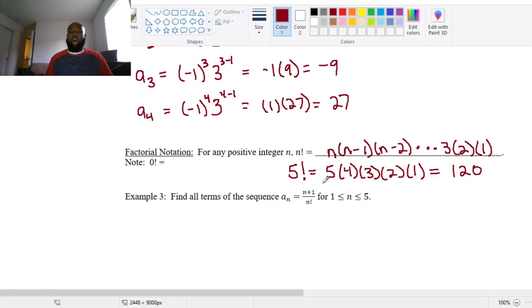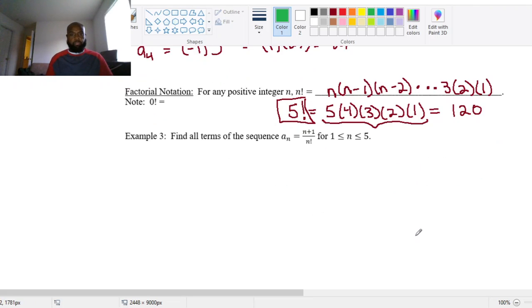So instead of writing all of this multiplication out here, we like to use this symbol here, and that's called factorial notation. It's used in combinatorics and permutations in statistics and probability, but it does show up in sequences and series. And so let's look at this one. We're going to find all terms of the sequence a sub n equals n plus 1 over n factorial for 1 less than or equal to n less than or equal to 5, right?